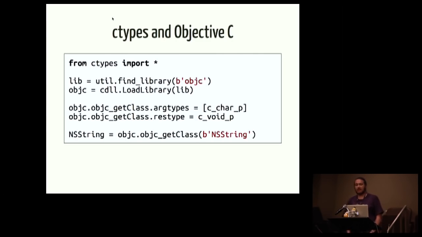So if you can invoke C libraries directly, that means you can invoke Objective-C directly. So you take the very first call to get the NSString class. We can load the Objective-C library, tell that library that there is a function called objc_getClass that takes a character pointer and returns a generic object pointer, and invoke it. And then you get back a pointer to the NSString class that we can use in subsequent calls.